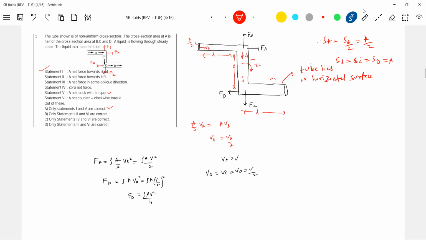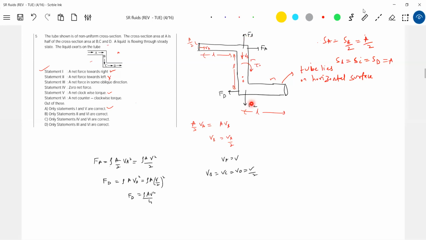Fc it is. Okay, the same thing is what I showed. So I'll remove it here because it's already available. Now see the question clearly. Which will be greater, Fa or Fd? Fa greater than Fd. Net force towards right. Shall we pick up this statement? No. A net force towards left, not possible. A net force in some oblique direction.